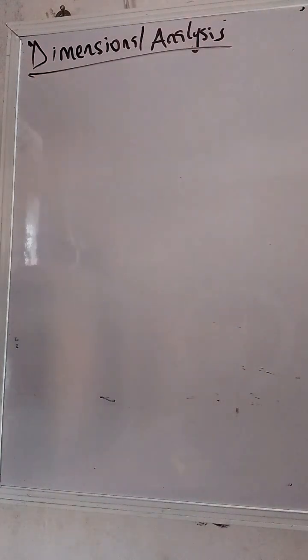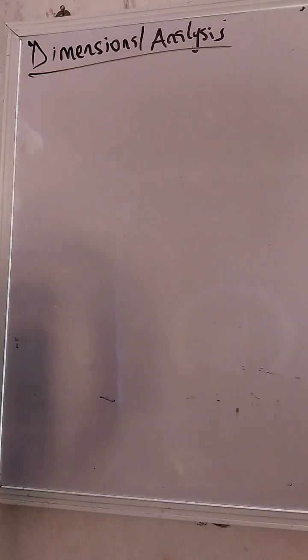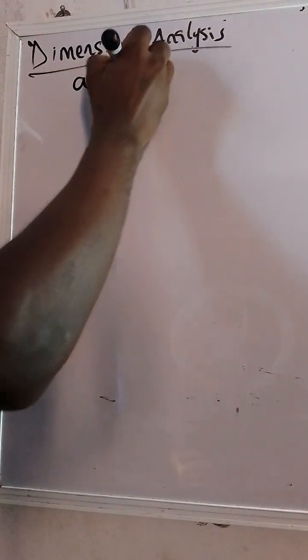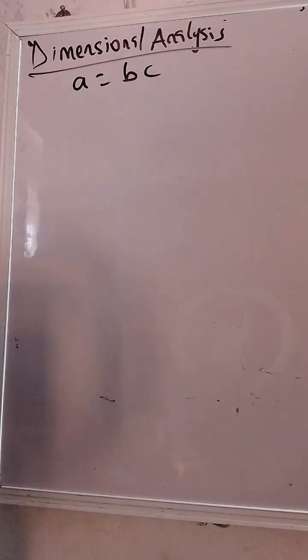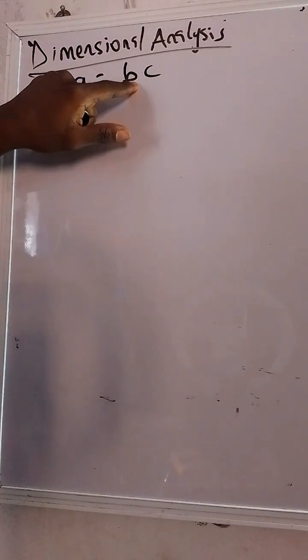So today we're talking about dimensional analysis, that is, how to solve questions on dimensions. You can solve questions like this: maybe you are given A is equal to B times C, and they ask you, assuming that B is a constant, what is the unit of B?